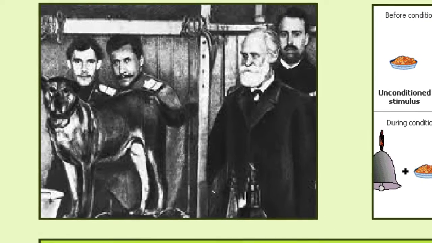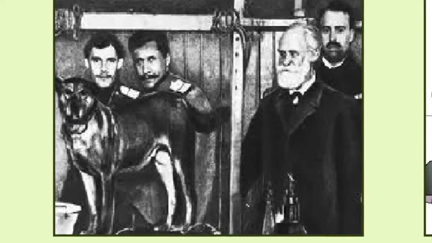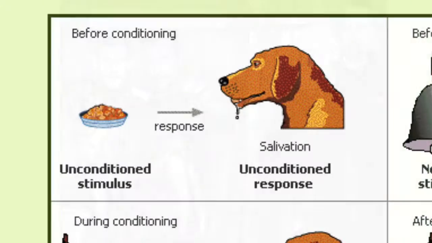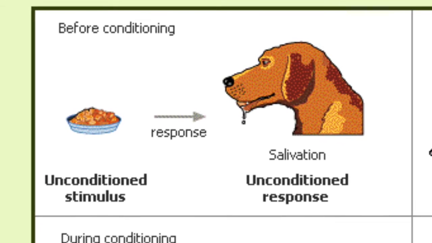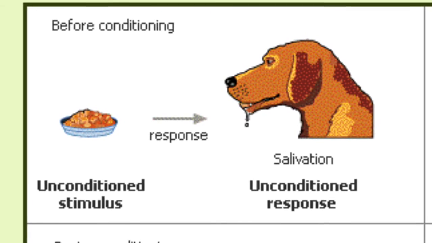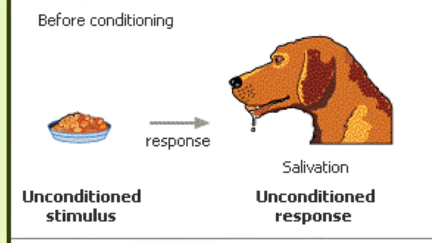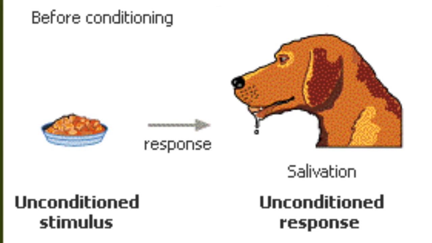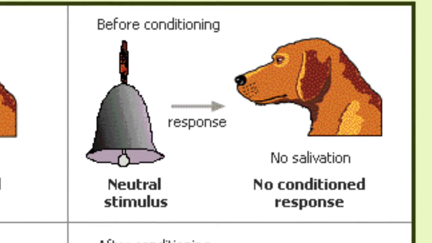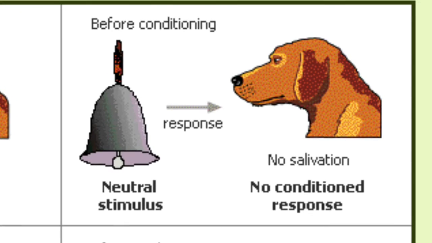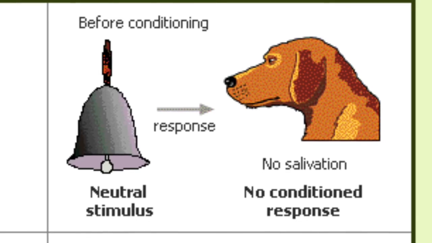Here he can be seen in his early work in his laboratory. Pavlov would give the dogs food, which he termed an unconditioned stimulus, and he would observe the dog salivate, which he termed an unconditioned response. Later on, he would provide the dogs with a neutral stimulus, such as ringing a bell, and observed that the dogs did not salivate. Then he began his process of classical conditioning.